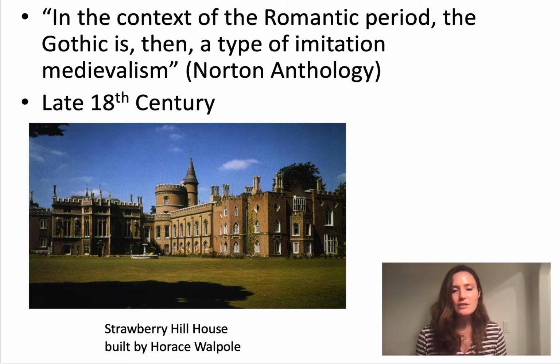This is a picture of Strawberry Hill House, which was built by Horace Walpole, who many consider the first Gothic writer. He wrote a novel called The Castle of Otranto. He also happened to be the son of the Prime Minister. So this castle isn't actually Gothic, but was built to look medieval, was built to look kind of imposing and medieval and maybe even a little bit sinister and romantic. So this was built in the late 18th century or 1700s.